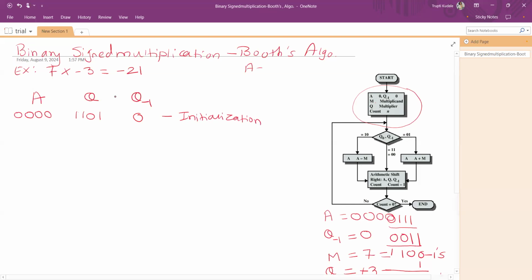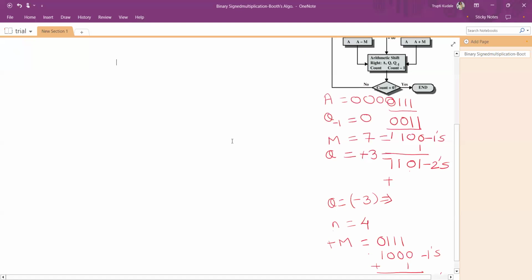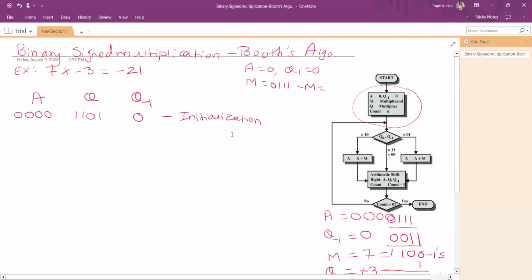So A is 0, Q minus 1 is 0, M is plus 7, that is 0111. And minus M is, what is minus M? Minus M is 1001. Q is 1101. So this is your initialization.